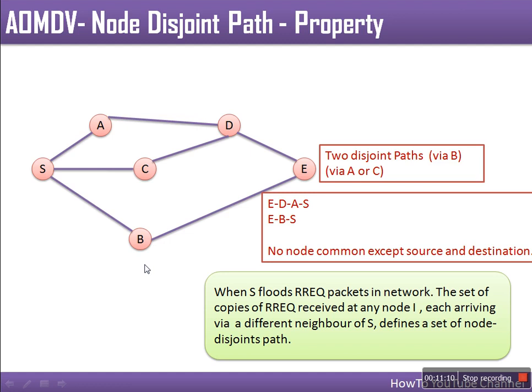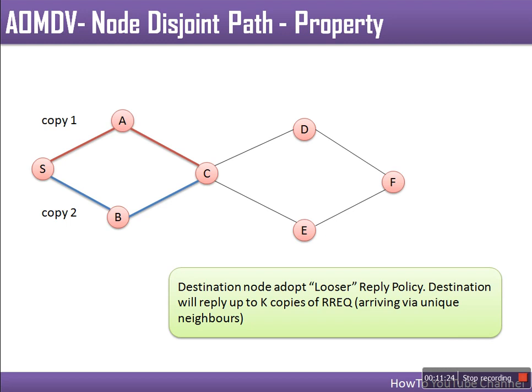Now the thing is that if we calculate node disjoint paths in our network, there will be very few paths. So instead of going for node disjoint paths, we actually use link disjoint paths. How is that achieved? In the AOMDV routing protocol, the destination node adopts a loser reply policy. What is that? Whenever a destination receives multiple copies of a route request packet, it will not entertain only the first one. It will send replies to up to k copies, and this k can be set.